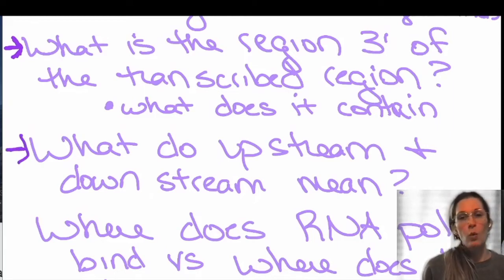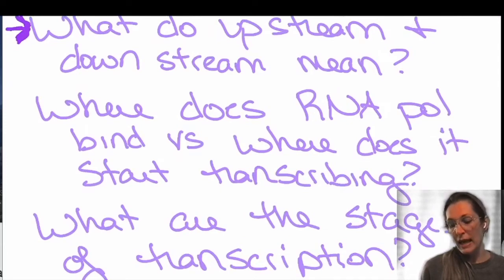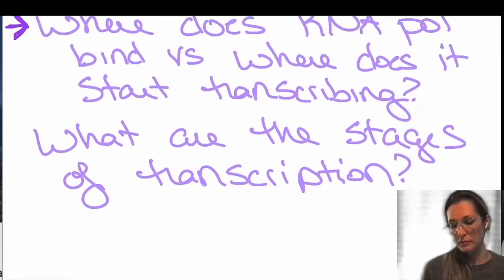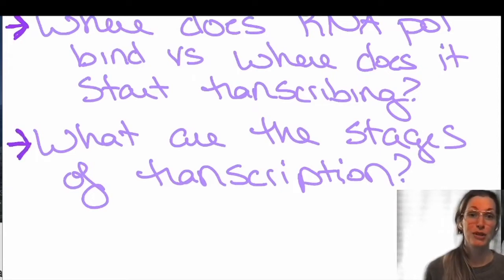And then what do upstream and downstream mean? How do you determine what is upstream and what is downstream? And where does RNA polymerase bind versus where does it actually start transcribing? And finally, what are the stages of transcription?